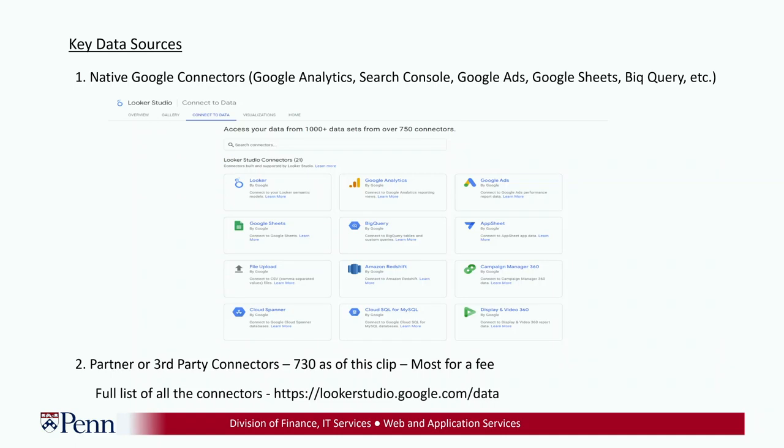You can also get partner or third-party connectors. As of this clip the other day, 730 of them, most of them for a fee. For the full list of connectors, if you go to lookerstudio.google.com/data, which is where this comes from, you'll be able to see what those connectors are.